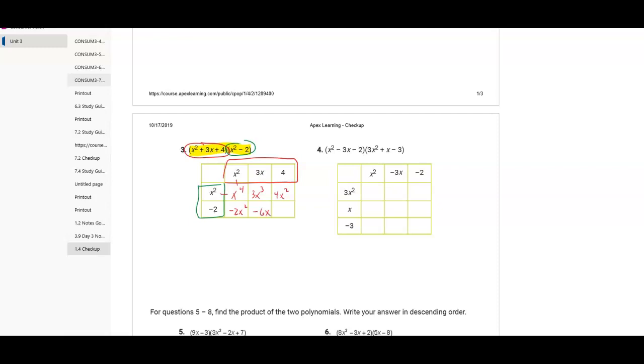Minus 6x minus 8. So now when I look at the like terms here, I have x to the fourth. Then I have 3x to the third. Since it's positive, I add it. Then I have 4x squared and negative 2x squared, which is going to give me plus 2x squared, minus 6x, minus 8.